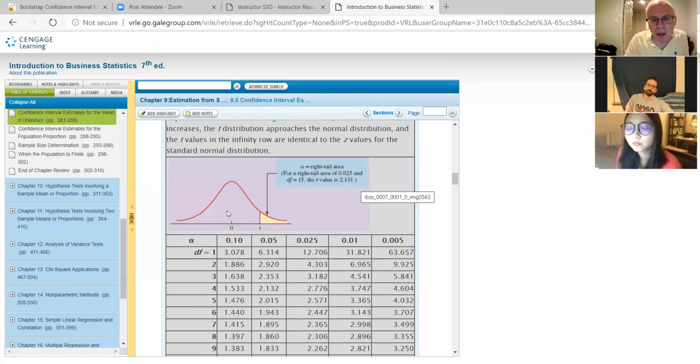So I don't encourage you to use tables. You could easily make a mistake, right? You could pick the wrong one. So how do we do it with Excel? Stop sharing for a second. Let's go into Excel. All right, let's just pick Excel.